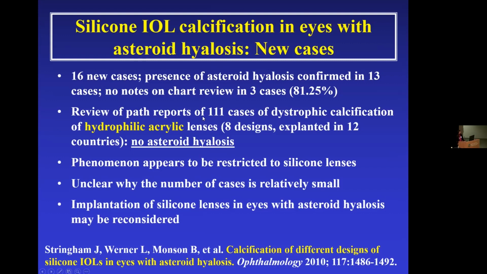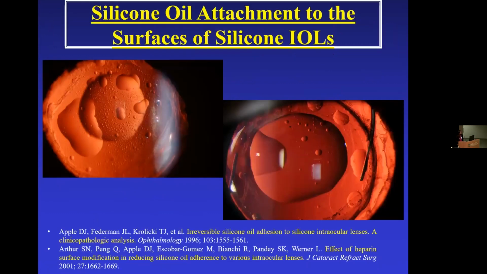But we reviewed cases of calcification of hydrophilic acrylic lenses, more than 100 of them, and we could not find any correlation with asteroid hyalosis. Therefore, this phenomenon appears to be restricted to the silicone lenses. So we do recommend that you do not implant silicone lenses in eyes with asteroid hyalosis.